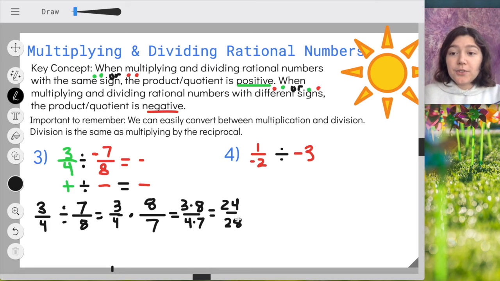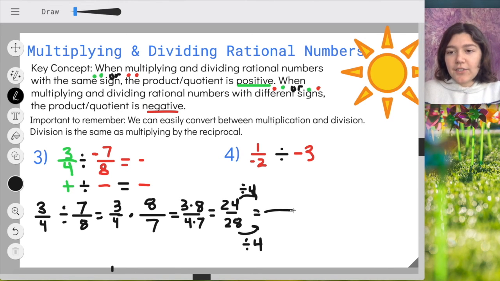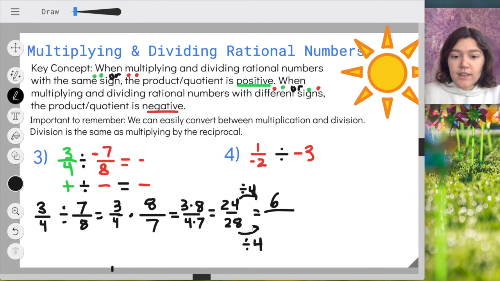And then we can see if we can reduce those at all. So we can actually divide both 24 divided by 4 and 28 divided by 4, because 4 is a common factor of both 24 and 28, and that's going to give us a reduced form. So 24 divided by 4 is 6. 28 divided by 4 is 7. So that means that 3/4 divided by 7/8 is equal to 6/7. Thus, the answer to our original question, 3/4 divided by -7/8, is -6/7.